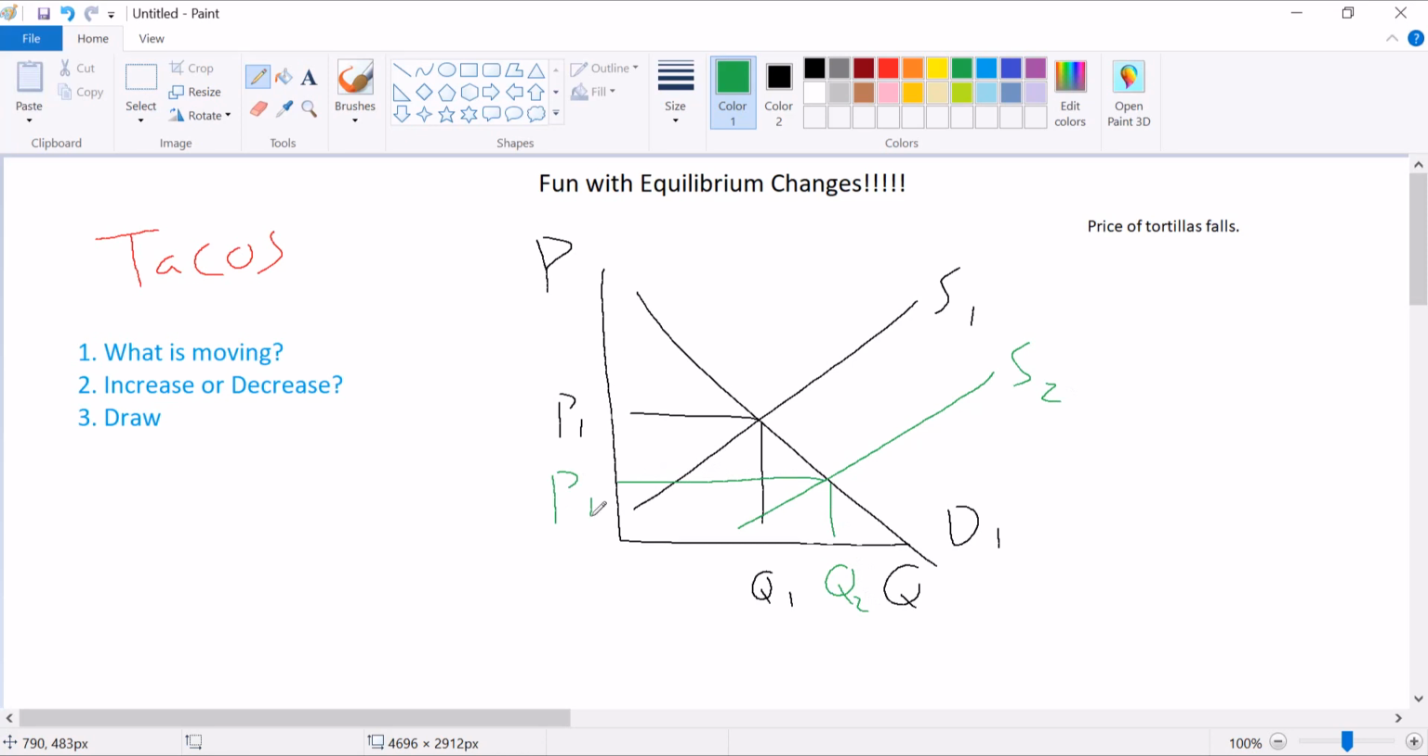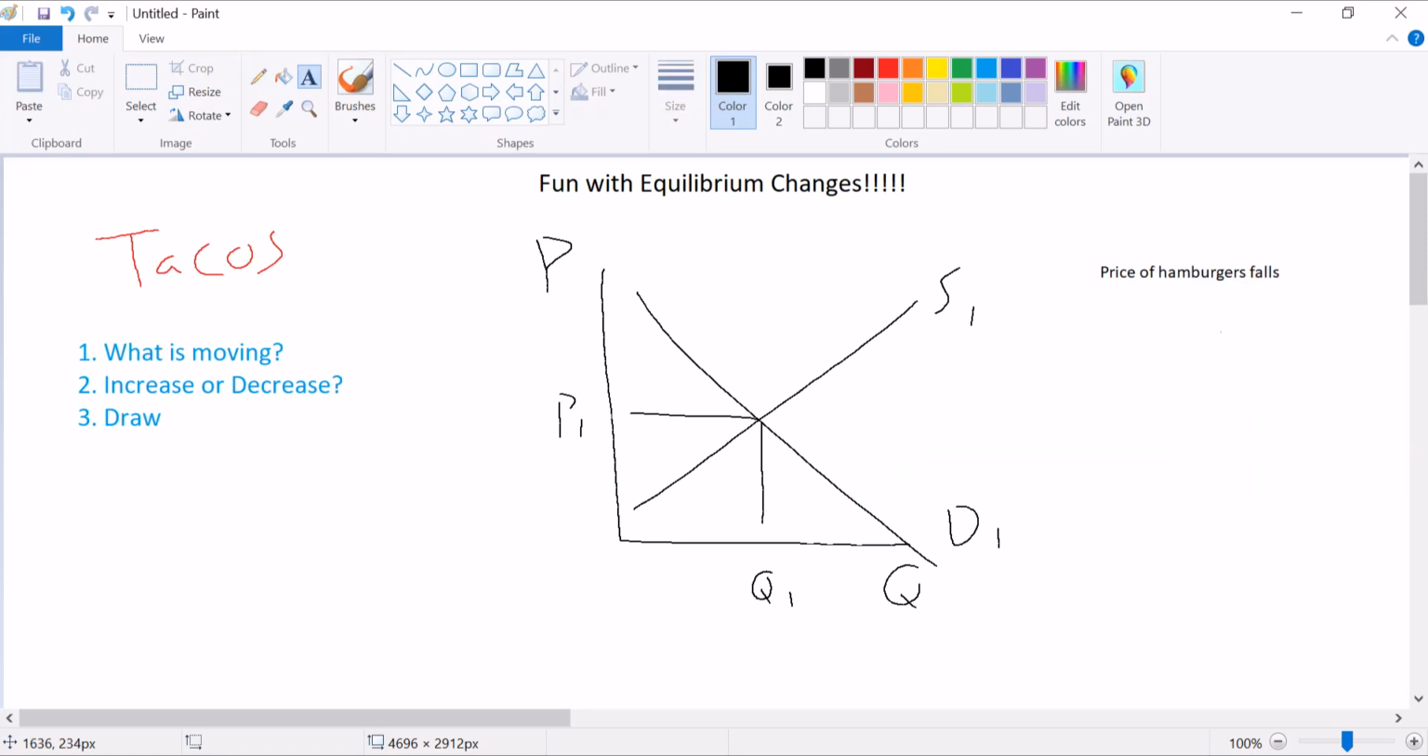So let's summarize this. This was a supply increase, which meant that equilibrium quantity rose, equilibrium price fell, and then same argument about demand. The demand didn't move, but since the price fell, the quantity demanded increases.